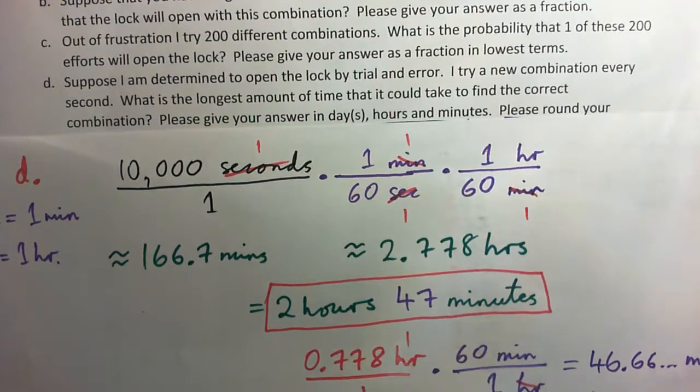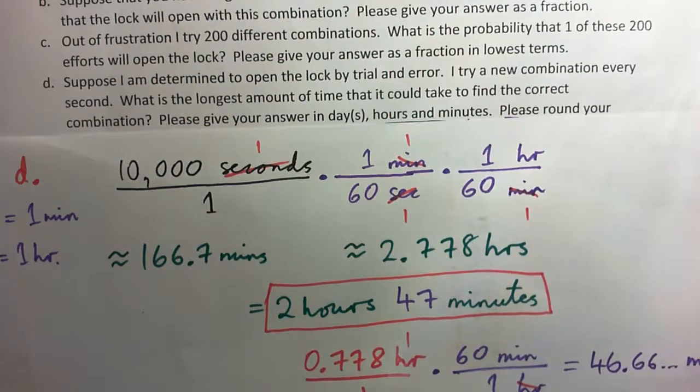Of course, you may be slow, and so you might only be able to do a new one every 3 seconds, in which case your time would be three times that, wouldn't it? It'd be like, you know, the longest amount of time would be over 7 hours, and you would expect to be done in 3.5 hours or something like that.